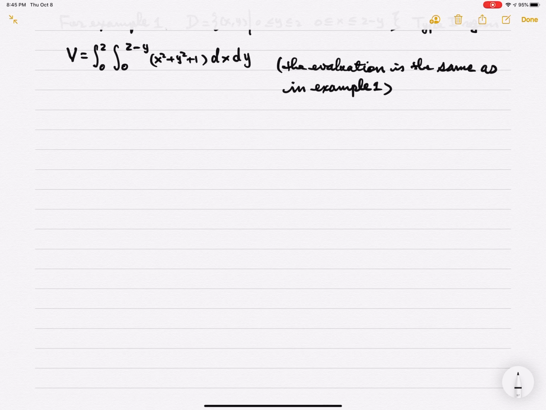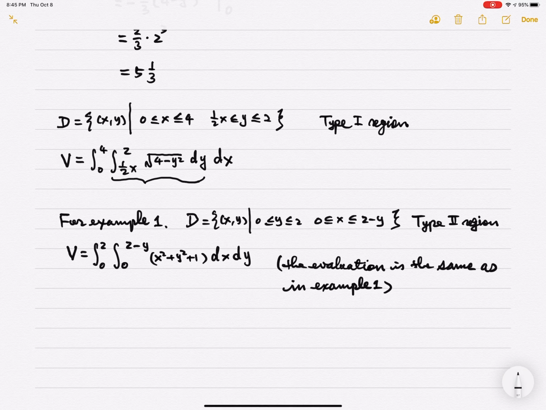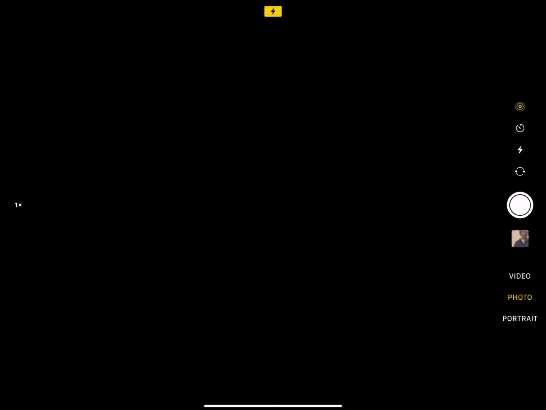For this double integral, and later the triple integral, describing the region is very important. So I strongly recommend that every time you do integration, first of all describe the region, and then set up the integration. Please read this section and then start to do the homework problems.